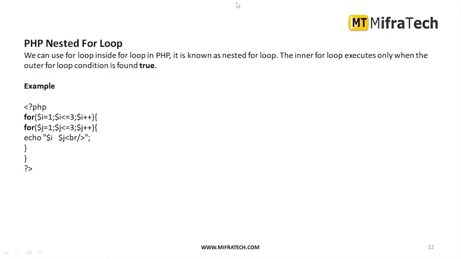PHP nested for loop. Using a loop inside a for loop in PHP is known as a nested for loop. The inner for loop executes only when the outer for loop condition is found true. Here, same as we see in a nested while and nested if statement, if the first condition is true, the next block of code will be executed. If the condition is false, it will go directly to the output. You can see the example.